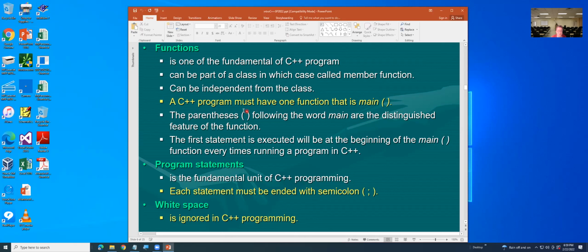Parenthesis, open and close, following the word main, is a distinguishing feature of the function. The first statement to be executed will be at the beginning of the main function every time you run in C++.